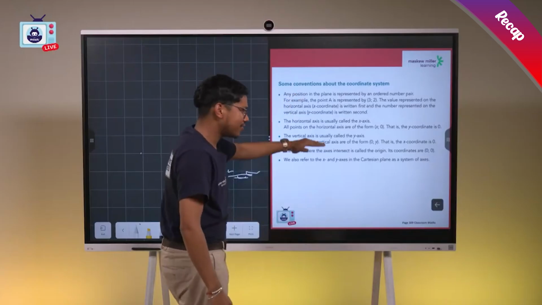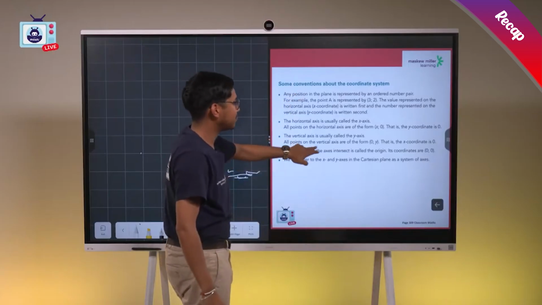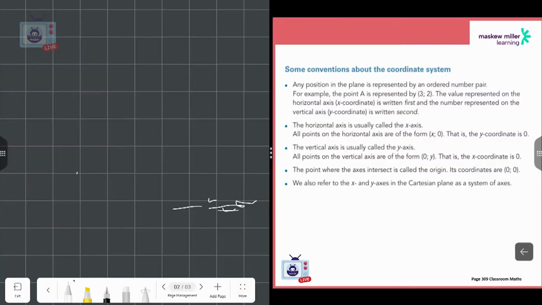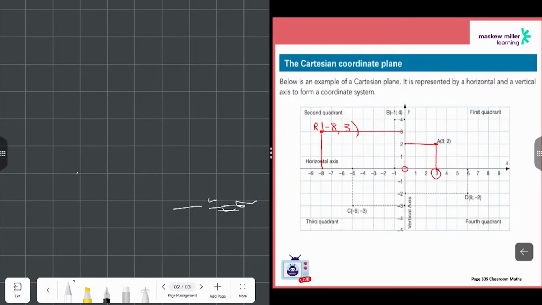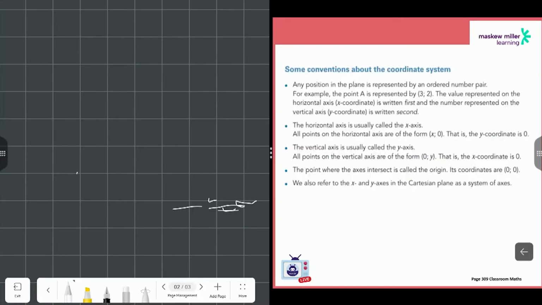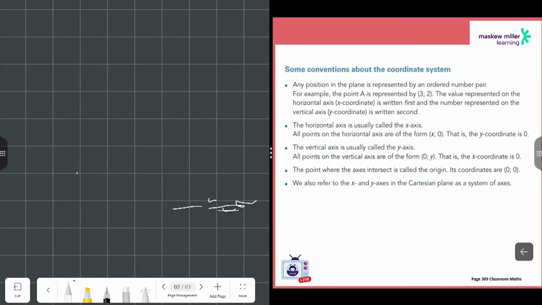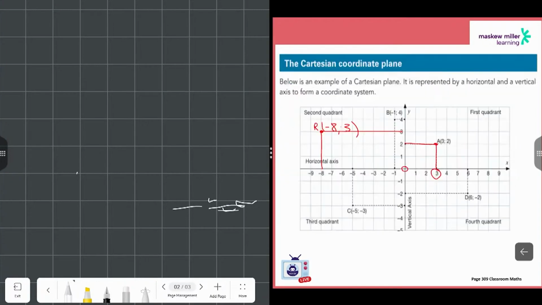I'm not going to read everything because everything will be explained as we go along, but basically I explained that any position in the plane is represented by an ordered pair, which is an x and a y value. All right. We explained that the horizontal axis is all my x values, and the vertical axis are all my y values. All right. The vertical axis is called the y-axis. The horizontal axis over here is called the x-axis.